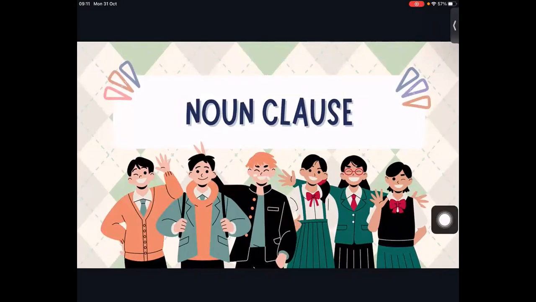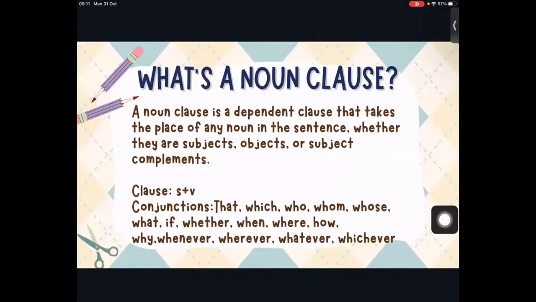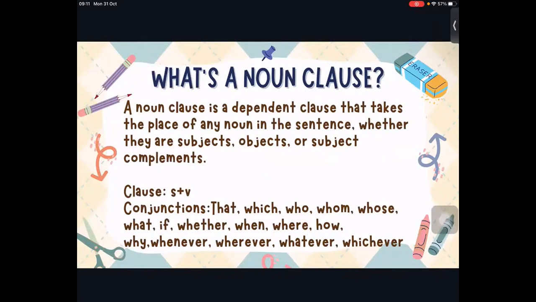I'm going to start with noun clause. So what is a noun clause? A noun clause is a dependent clause that takes the place of any nouns in a sentence, whether they are subjects, objects, or subject complements. A clause has a subject and a verb. Therefore, a noun clause is a noun in a sentence, and they are usually introduced by conjunctions like that, if, and whether, including question words like how, what, when, where, which, who, whom, whose, why, and words ending in ever like whatever, whenever, and wherever.